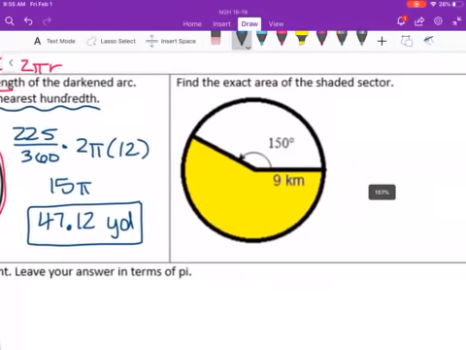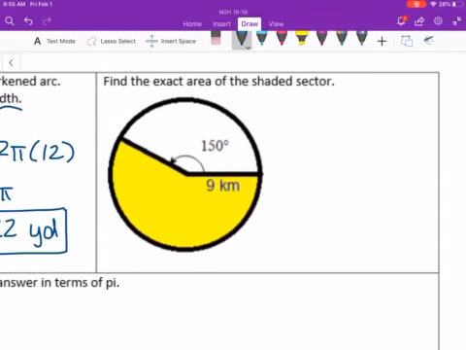Okay, taking a look at the second one, find the exact area of this sector. Sector is like the piece of pie or piece of pizza. So since it's area, we're going to be using pi r squared, okay, of the shaded sector. So notice how this yellow portion is the shaded sector. So we're not going to be using 150. We're going to have to find the angle there.